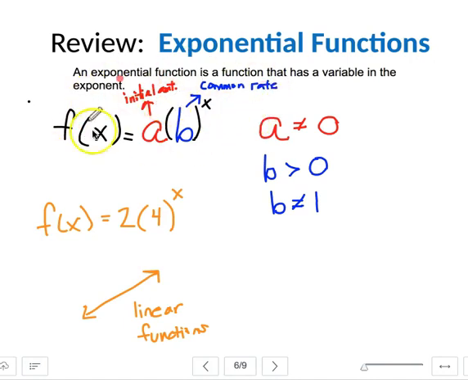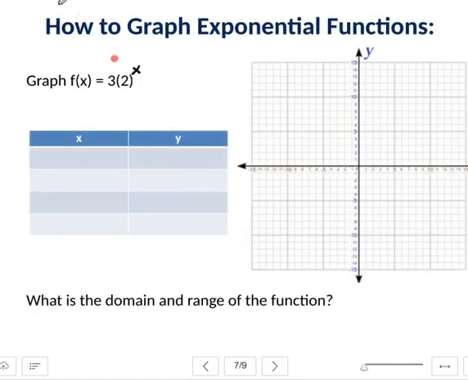So write this down in your math notebook right now: all the things that are true about exponential functions, what this a term represents and what this b term represents. And then we're going to go back to that slide, and we're going to graph that exponential function.